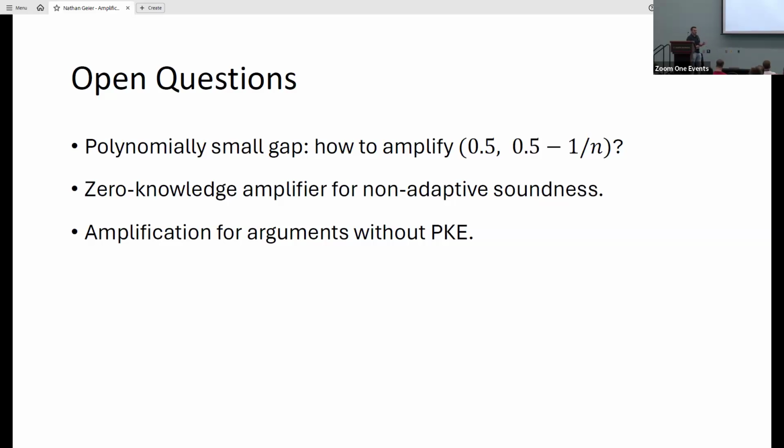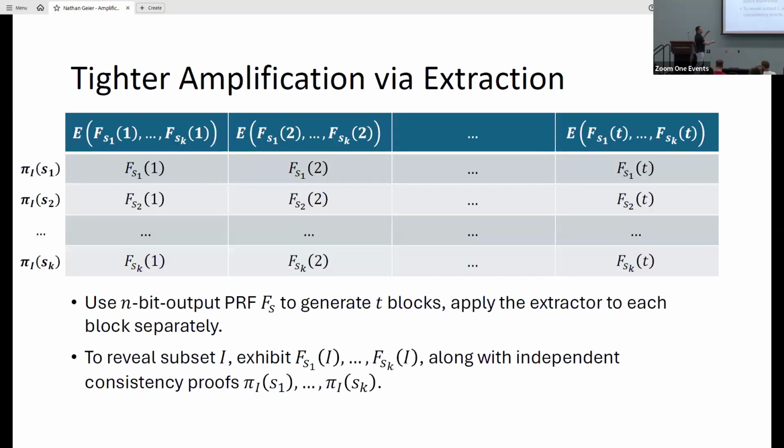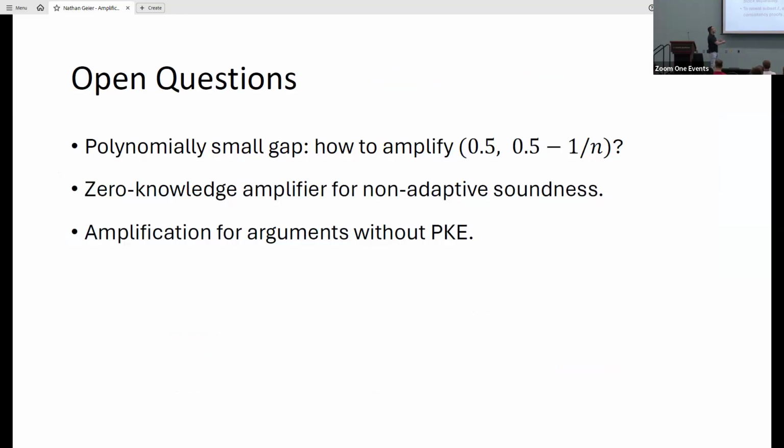The second open question is how to amplify zero knowledge when you only have non-adaptive soundness. Okay, notice that here, all the consistency proofs refer to pseudo-random blocks that are chosen by the prover, right? The prover gets to pick all these blocks, and then it argues something about these blocks that it chose itself, which is why we need adaptive soundness. We currently don't know how to amplify zero knowledge without adaptive soundness.